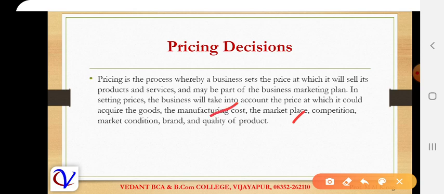Then manufacturing cost. What is the cost of manufacturing? That also we need to consider before making the pricing decision. Then what is the competition? If there is competition, then definitely we need to keep a lower price. If the price is lower, then customers will definitely be attracted.